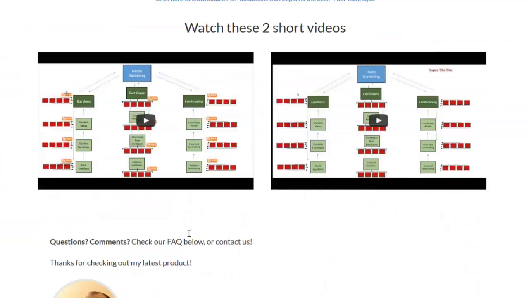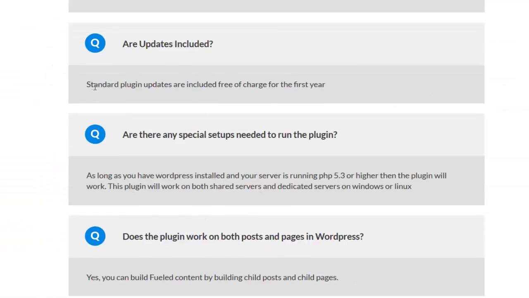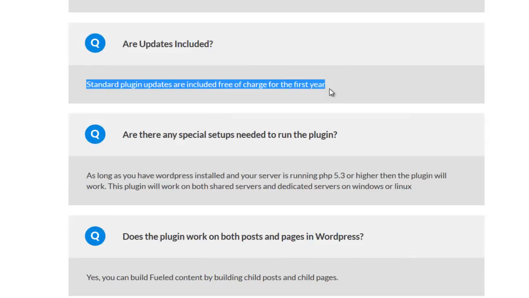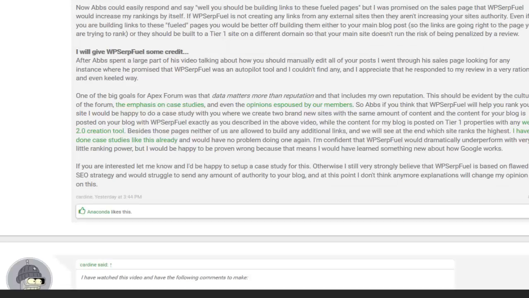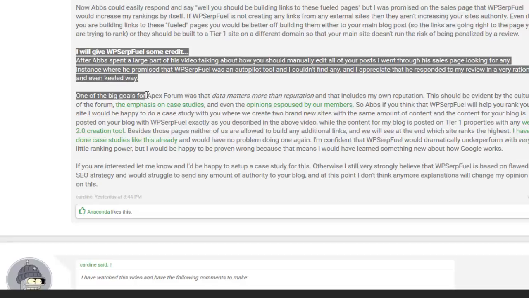Okay, and I think on the sales page as well, we actually make notes. You get full updates for a full year. Okay, standard plugin updates are included free of charge for the first year. But you know what? Most of our tools say that, but we continue to update our users after that year as well. Okay, so thank you very much for that credit there.